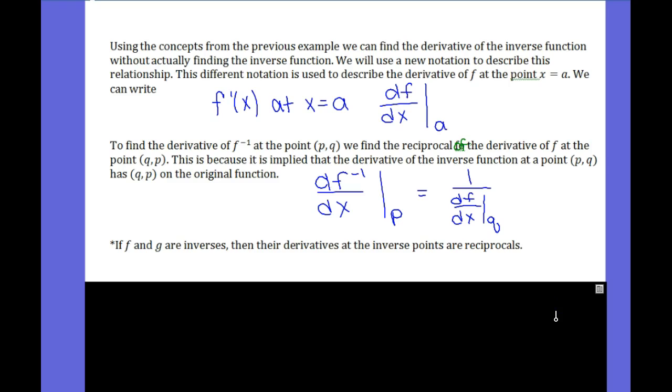So if f and g are inverses, then their derivatives at the inverse points are reciprocals. That reciprocal concept, the 4 becoming 1/4. The slope of the original is 4, the inverse slope is 1/4. Think about what the derivative means. What are another three words for derivative? Slope of the tangent, rate of change. So doesn't it make sense that if two lines are inverses, the slope of y equals 4x is the original, its inverse is 1 over that 4?